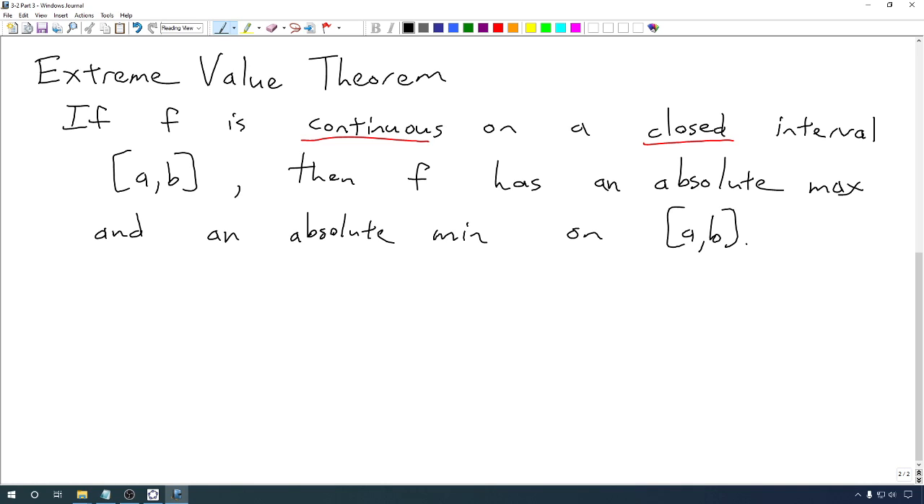But most of our examples, we're going to be looking at closed intervals with continuous functions, because those are by far the easiest ones to work with. So let's motivate our process here by looking at an example. We're going to look at problem 22.